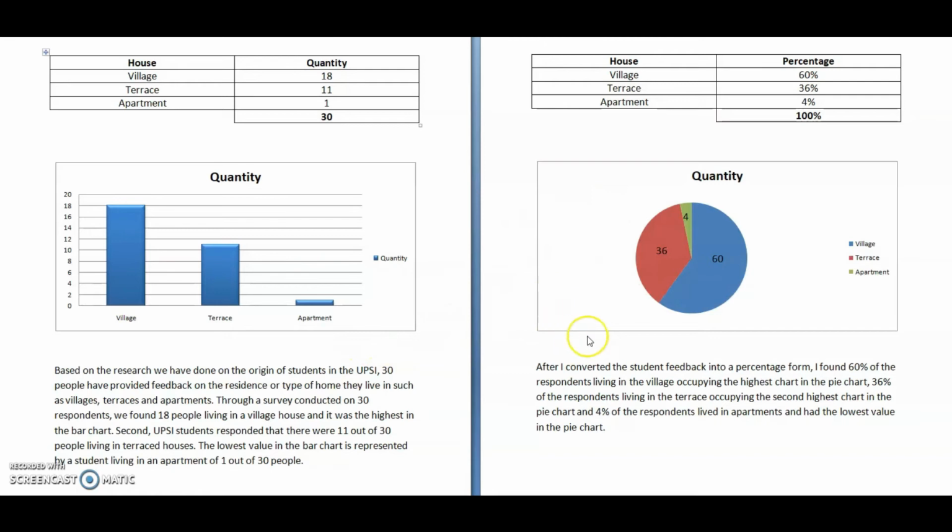After I converted the student feedback into percentages, I found 60% of the respondents live in a village, the highest in the pie chart. 36% of the respondents live in a terrace house, the second highest in the pie chart, and 4% of the respondents live in an apartment and had the lowest value in the pie chart.